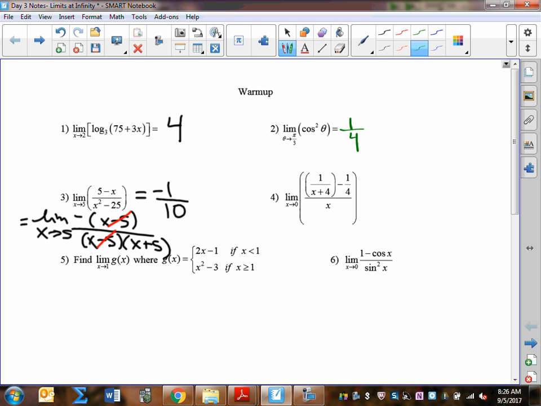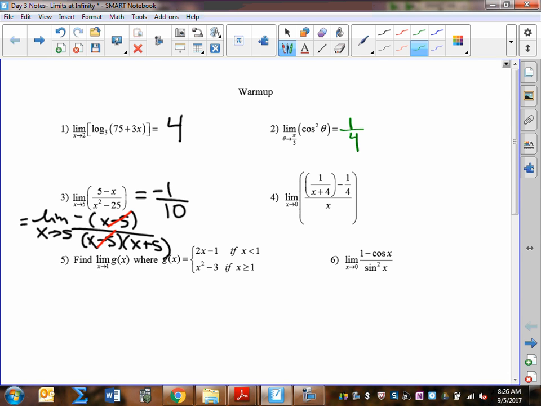Number 2, what did we get for this one? Alright, and number 4, what did we end up getting? I heard 0, and then I heard murmurs. Negative 1/16? Should we take a look at this?